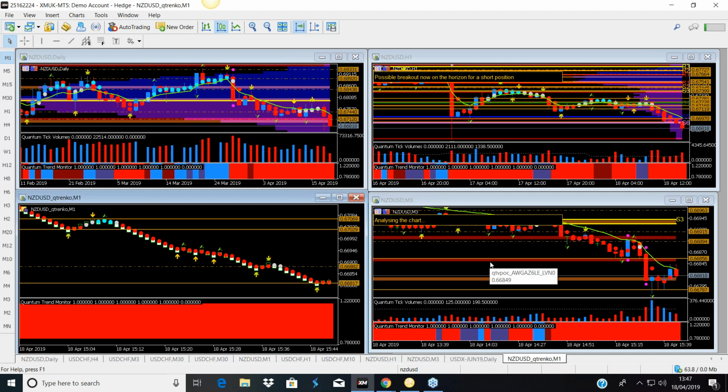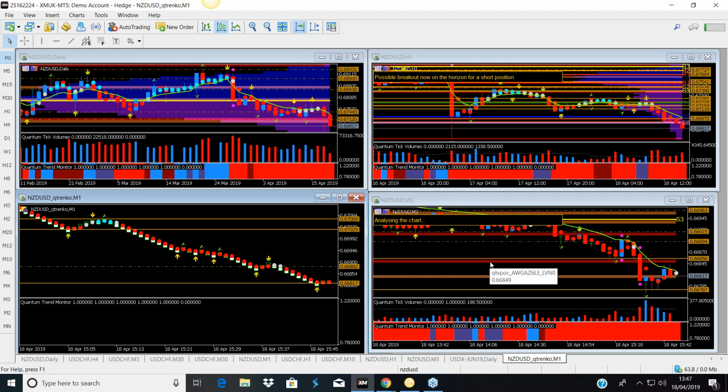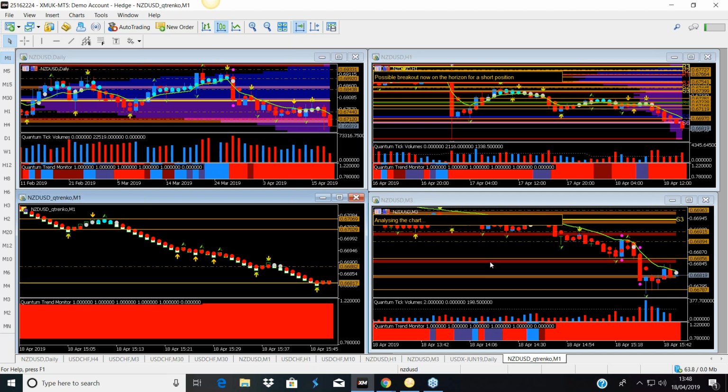At some point, everything comes to a stop. There's going to be a lot of stopping volume coming in, and we're going to get the opportunity to take a trade to the upside, as it were.